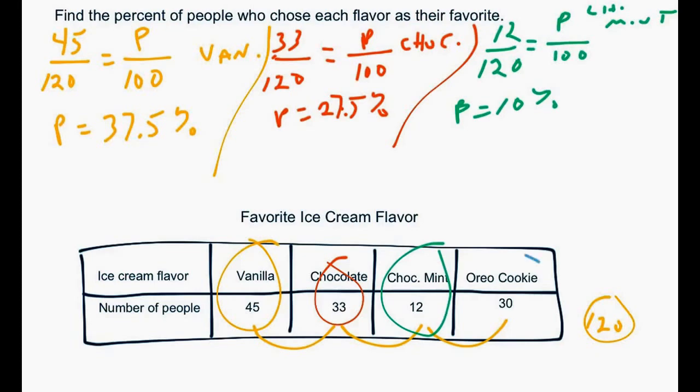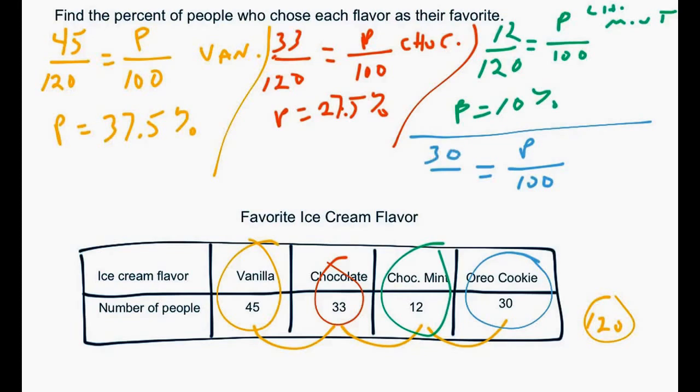And then last, we'll do Oreo cookie. Make our proportion. P over 100. And 30 people chose Oreo cookie out of 120. And then that turns out to be 25%. And that was Oreo cookie.